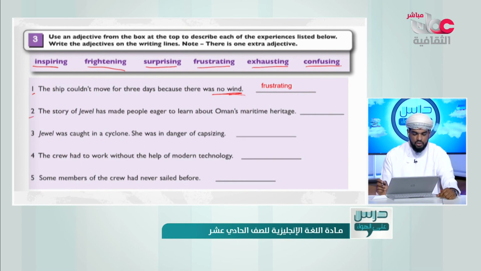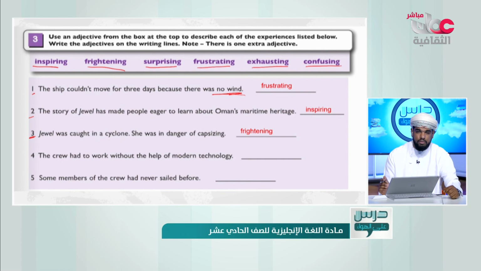Okay. Number 2, the story of Jewel has made people eager to learn about Oman's maritime heritage. So this story is what? Inspiring, frightening, surprising, frustrating, exhausting, or confusing. Of course, the positive one, which is inspiring. The story is inspiring, and I am inspired by the story. Number 3, Jewel was caught in a cyclone. She was in danger of capsizing. So this feeling is what? Frightening. The crew will be frightened.